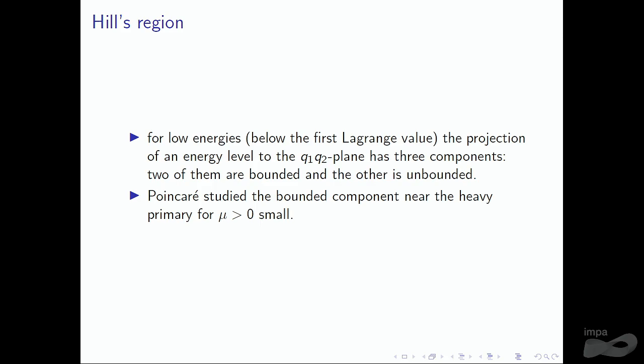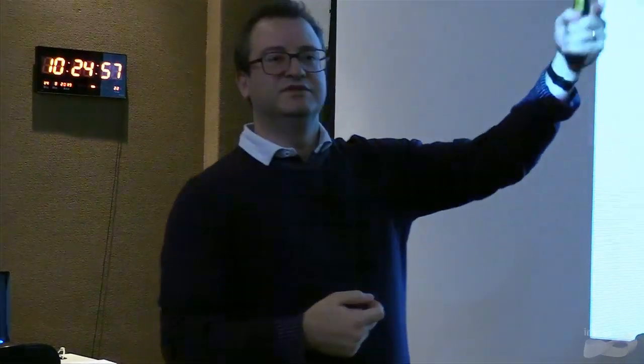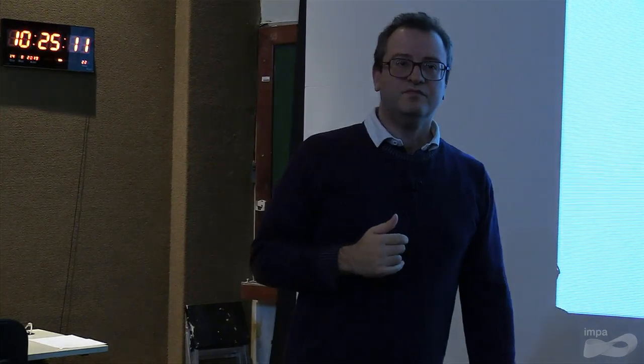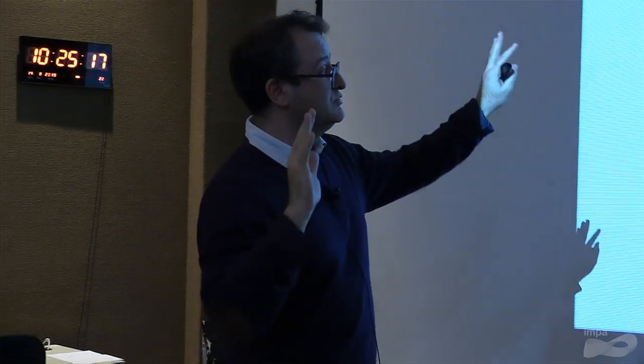One component near, let's say, the heavy primary at 0, which means the trajectories which stay trapped in that region around the primary. There is another component near the other primary, the light primary, corresponding to trajectories which stay close to that primary, and also an unbounded component, like a neighborhood of infinity, which corresponds to trajectories which stay very far away, that we don't care about. Okay, so in the end, we study only the flow. That's what I'm talking about today. That's what Poincaré did in that paper.